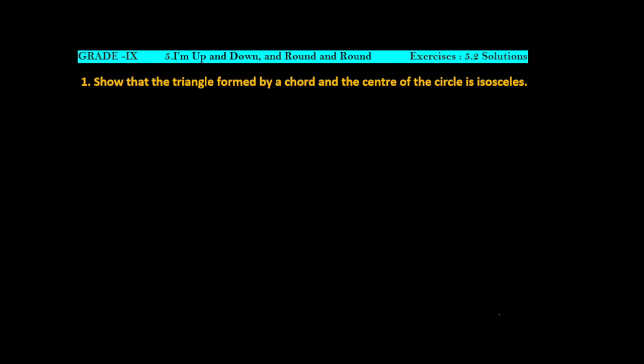Exercise 5.2 solution. Show that the triangle formed by a chord and a center of the circle is isosceles. So let's take a triangle in a circle. Say this is a circle with center O. This is the center of the circle O.